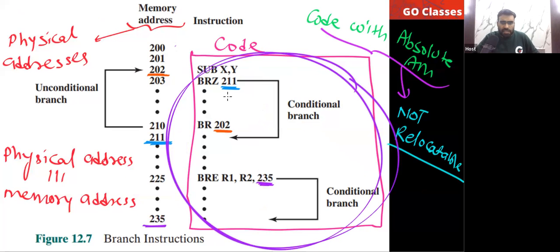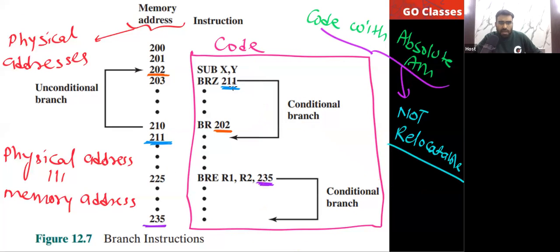Okay, when the operating system brings this program into the main memory again, it is not necessary that it will bring this program at these addresses. So that is called relocation. Basically, the operating system can do the relocation of the program. This is your code. The operating system can load this code at some other address.